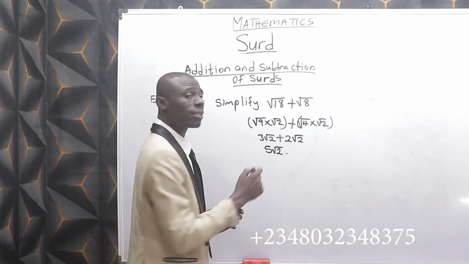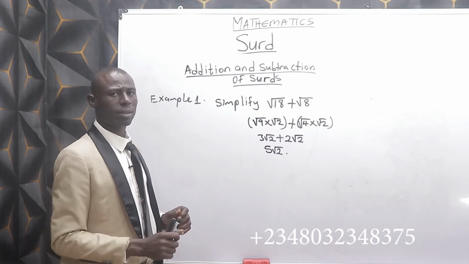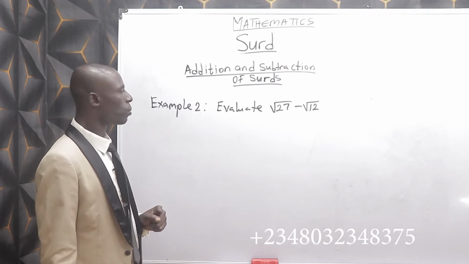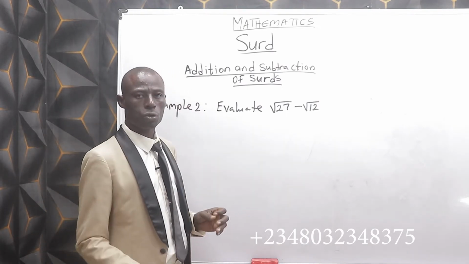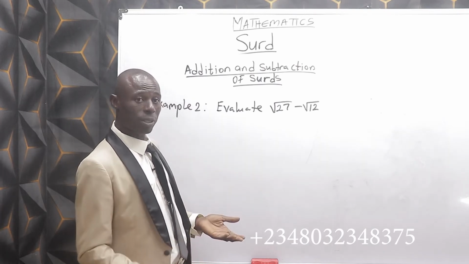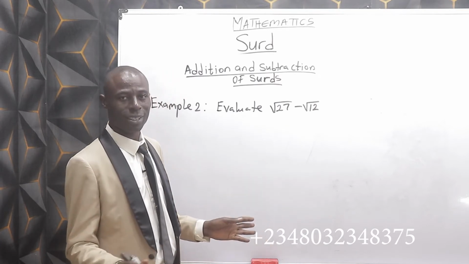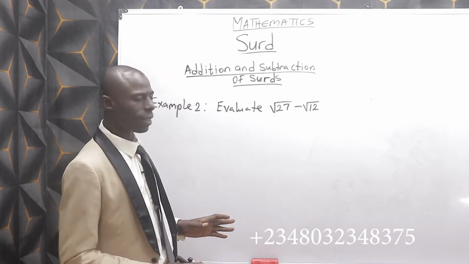That's the end of that. You can see it is simple to understand. Let's move to example 2. Example 2. Evaluate root 27 minus root 12. As I said the other time, a layman will say root 27 minus root 12 is root 15. Don't do that. It will be wrong to do that.